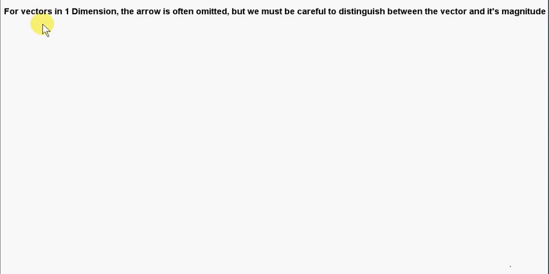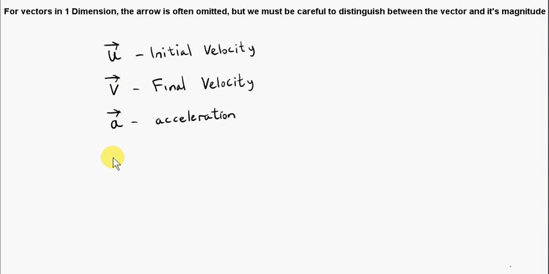Before completing this section on vectors in one dimension, I just want to mention a very important point. It's a point about notation. For vectors in one dimension, the arrow is often omitted. Now, in the next section, we will be discussing linear motion, that is, motion in a straight line. We will see quantities like u, v, and a. u and v are velocities. As a matter of fact, we'll see this other quantity s, which is a displacement vector.